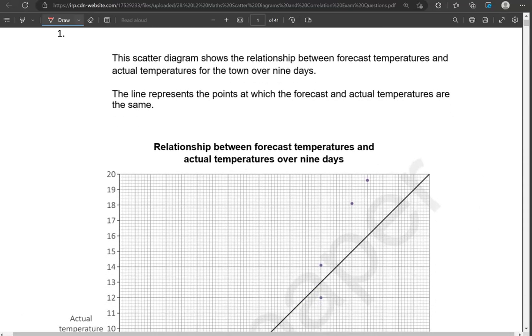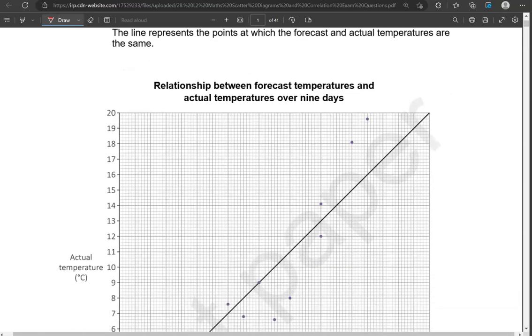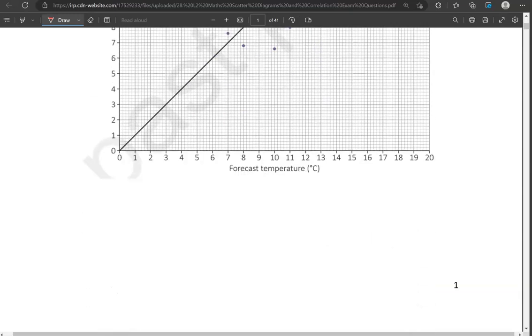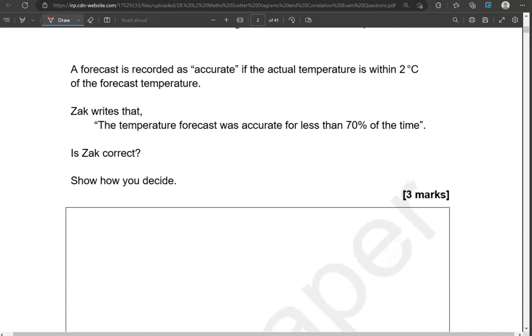This scatter diagram shows the relationship between forecast temperatures and actual temperatures for the town over 9 days. The line represents the points at which the forecast and actual temperatures are the same. A forecast is recorded as accurate if the actual temperature is within 2 degrees Celsius of the forecast temperature. Zach writes that the temperature forecast was accurate for less than 70% of the time. Is that correct? Show how you decide.